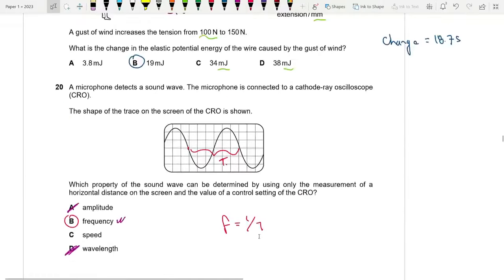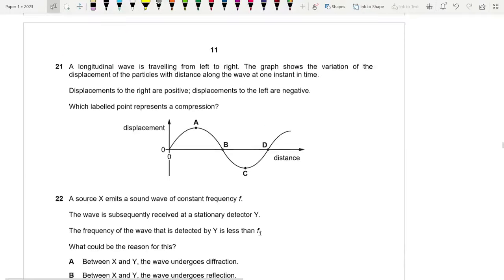21. So yeah, we started waves from 20 onwards. 21. A longitudinal wave is traveling from left to right. The graph shows the variation of the displacement of the particles with distance along the wave at one instant in time. Displacements to the right are positive, displacements to the left are negative. Which labeled point represents a compression? So this is in fact a longitudinal wave, but it is represented in terms of a transverse one. So we are seeing it in the representation of a transverse wave, but this is actually a longitudinal wave.